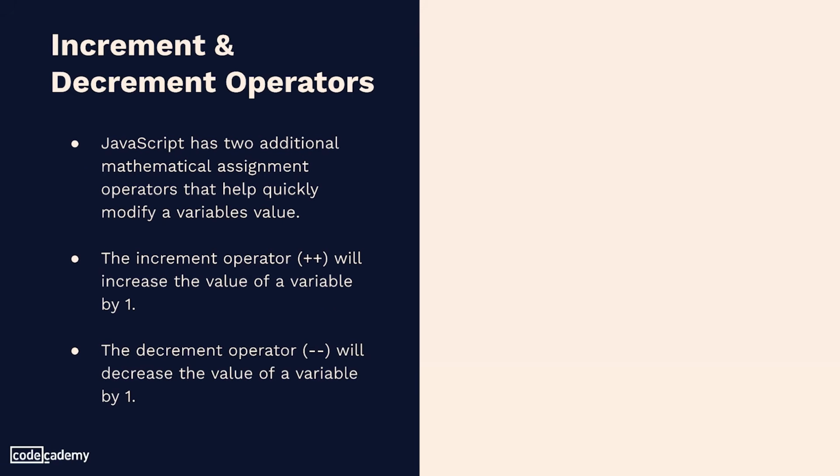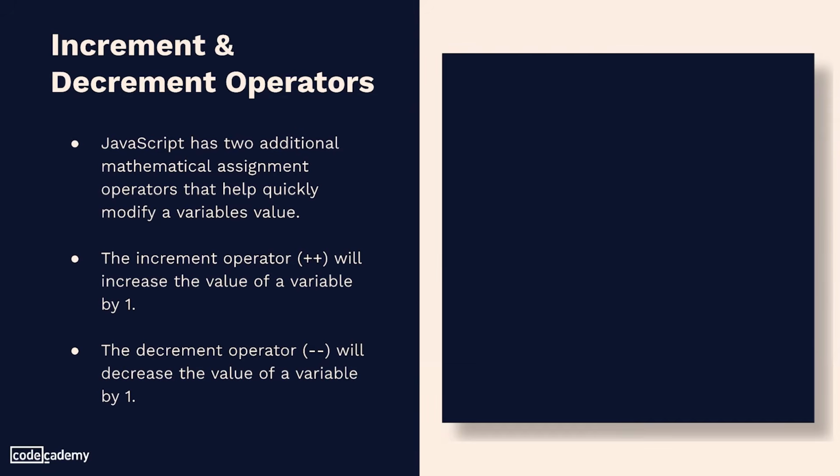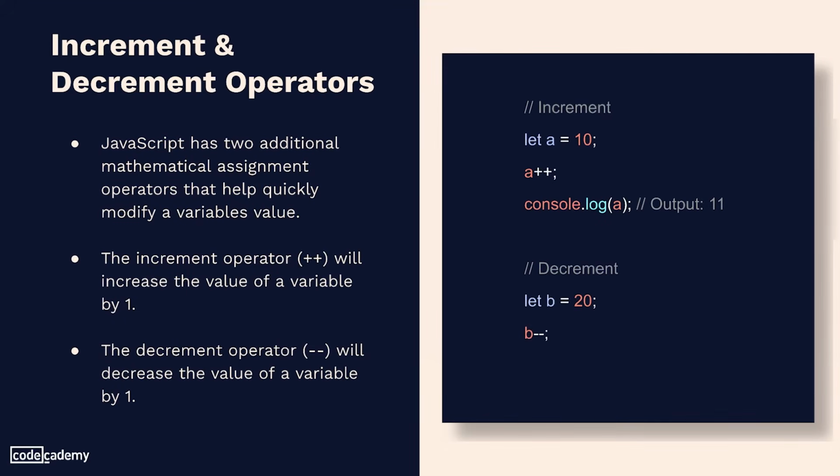Let's take a look at an example of both. First, we have the increment operator. We have a variable called a with a value of 10. If we run a++, our output will be 11. We quickly added a value of 1 to the variable a. Similarly, let's examine decrement. Let's use a variable called b with a value of 20. If we do b minus minus, our output will give us 19.